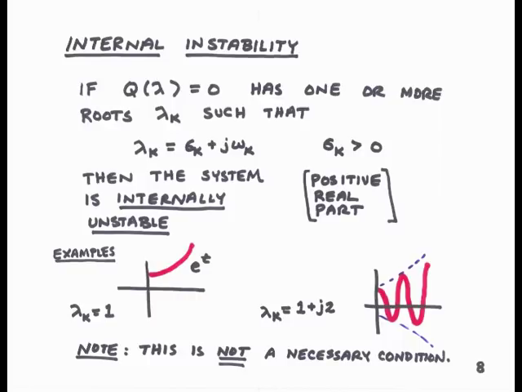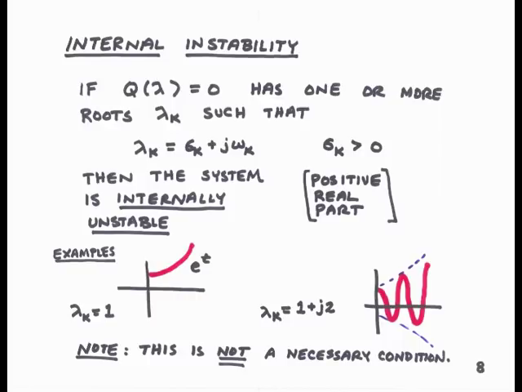The first is lambda k equals 1, so we have a real positive root. In this case, the mode is e to the t, and you can see it blows up to infinity as time goes to infinity. The second case is lambda k equals 1 plus j times 2. The real part of this is positive, and so while it oscillates, its amplitude increases exponentially.